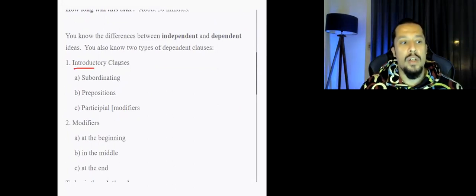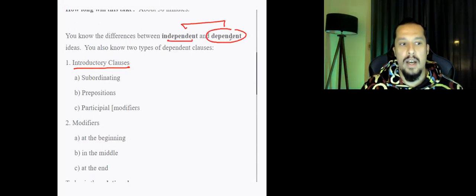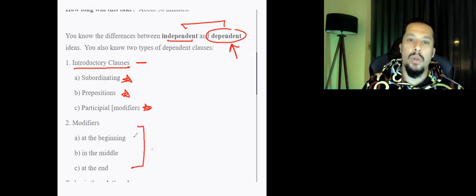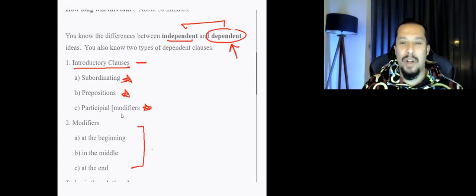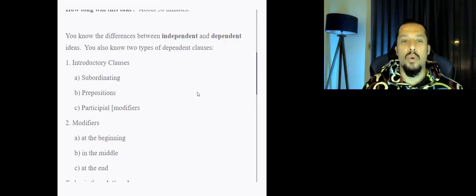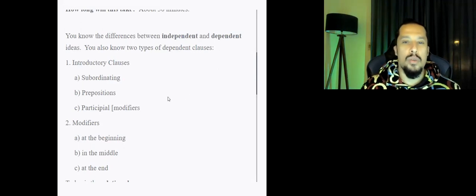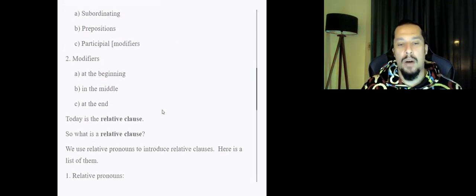So we started with the introductory clause, right? There's an independent idea and a dependent idea. Our focus now is on dependent. We need to learn the different forms of dependent ideas. We started with introductory clauses: subordinating, prepositional, participial. After that there were modifiers. So right now we skip this. I will go back to this. Why? It's a very difficult concept and only about one question comes in modifying issues. So I feel like the risk reward or reward to work ratio is not equal. So I skip this for now, right?